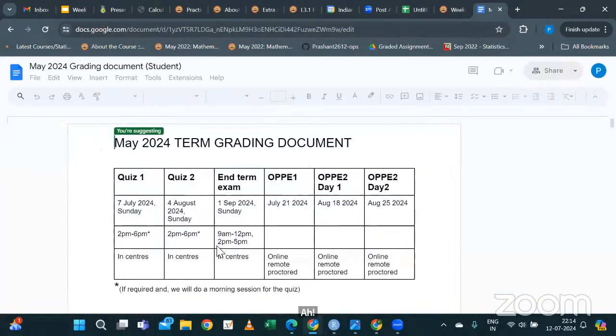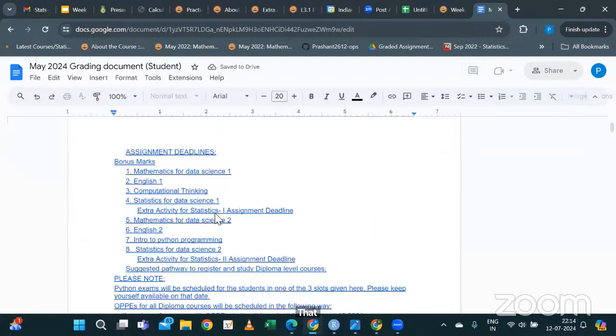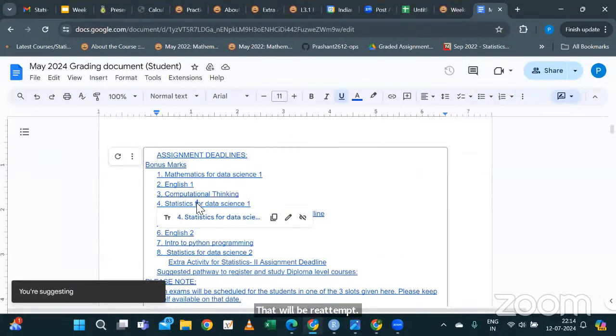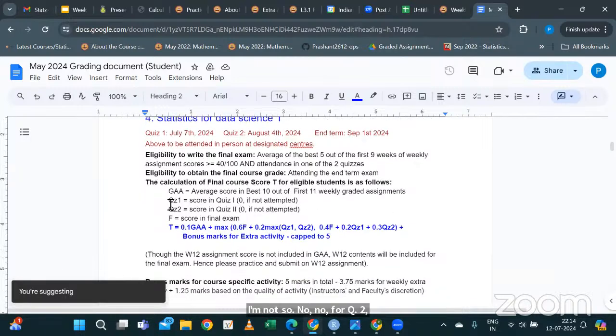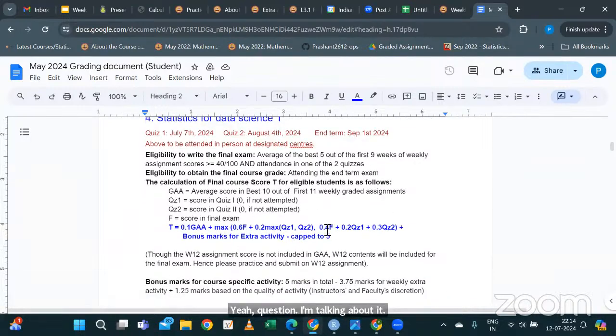Okay, I will open this grading document. Let me show you. Suppose this is statistics 1. What does the grading pattern say? Suppose you have taken both quizzes, quiz 1, quiz 2, and F means final. So this grading pattern will apply. If you have missed either quiz 1 or quiz 2, then we will take 20% of the maximum of either quiz 1 or quiz 2.